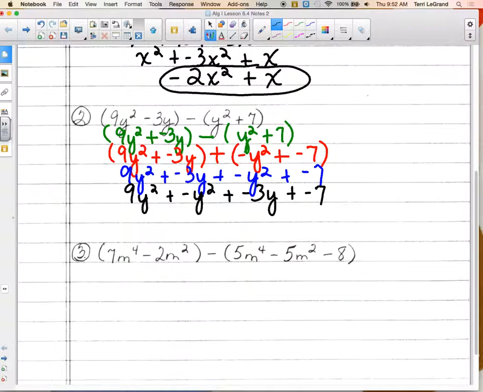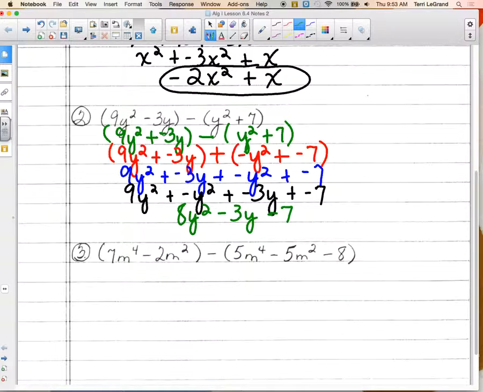Okay, so what does this become? After we do our addition, we can only combine like terms. What is our polynomial answer? Riley, what do you get? 8y squared minus 3y minus 7. So we combine the like terms and cleaned it up all in the same step. 8y squared, take away the 3y, take away 7.